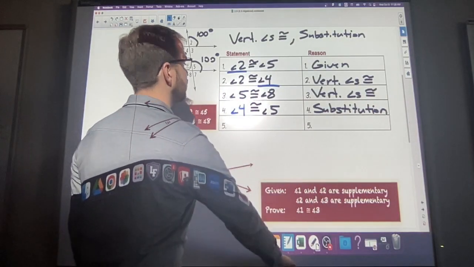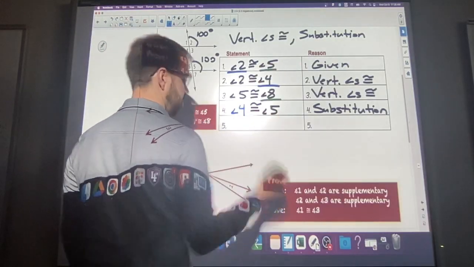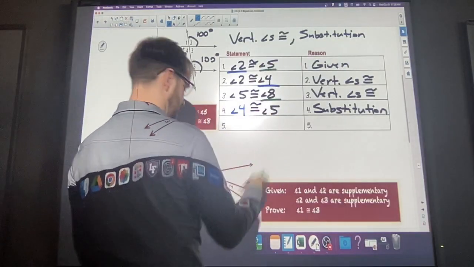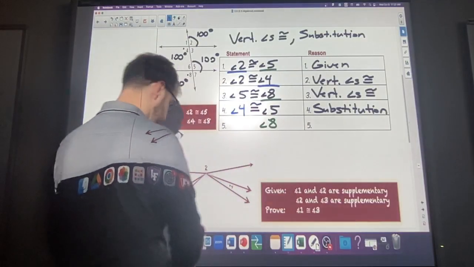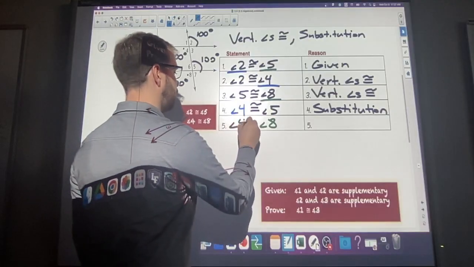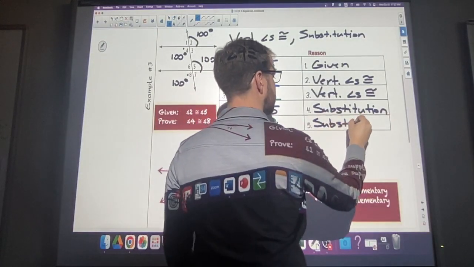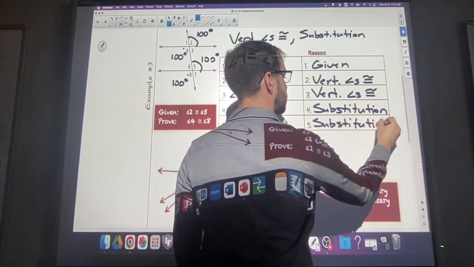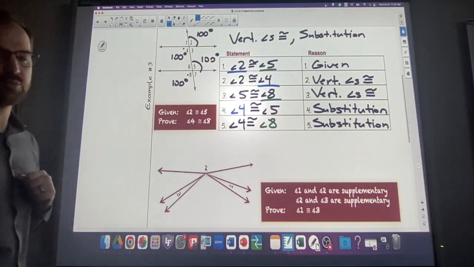All right, I'm almost there. I just got to have 4 and 8. So I'm going to replace this 5 with this 8 here. And then I get angle 8 there, and that's going to be angle 4 is congruent to angle 8. Substitution again. I do not need to do anything else because it's matching exactly what I'm trying to prove, and I'm done.